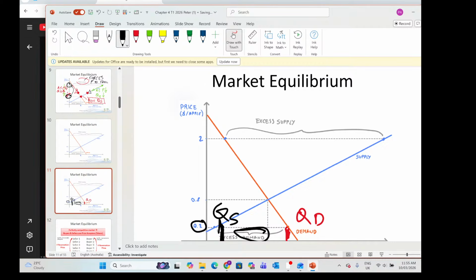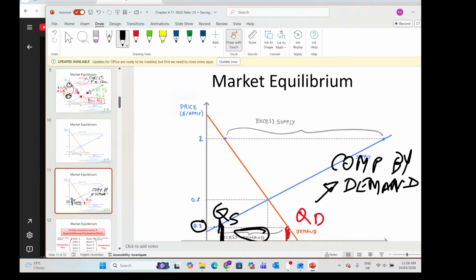And so at this price, at a price below equilibrium, we don't have competition among suppliers anymore. Now we have competition by demanders, and that forces the price up. So here's the price. The price starts to rise because there's not enough goods for people to buy.